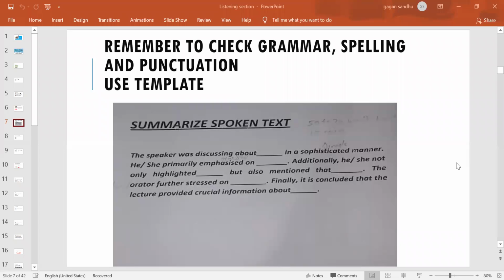And Pavan, your answer: the speaker was discussing the vibrational energy in a sophisticated way. Okay, so basically this is not about vibrational energy, this is about sound receptors, right? She primarily emphasized two motions of energy, physical motion and electrical motion. Okay, fair enough. She not only highlighted electrical motion but also mentioned the remarkable devices made by the IT students. Finally, it is concluded that the lecture provided crucial information, that is vibration energy. All right. So the answer is Pavan and everyone else.